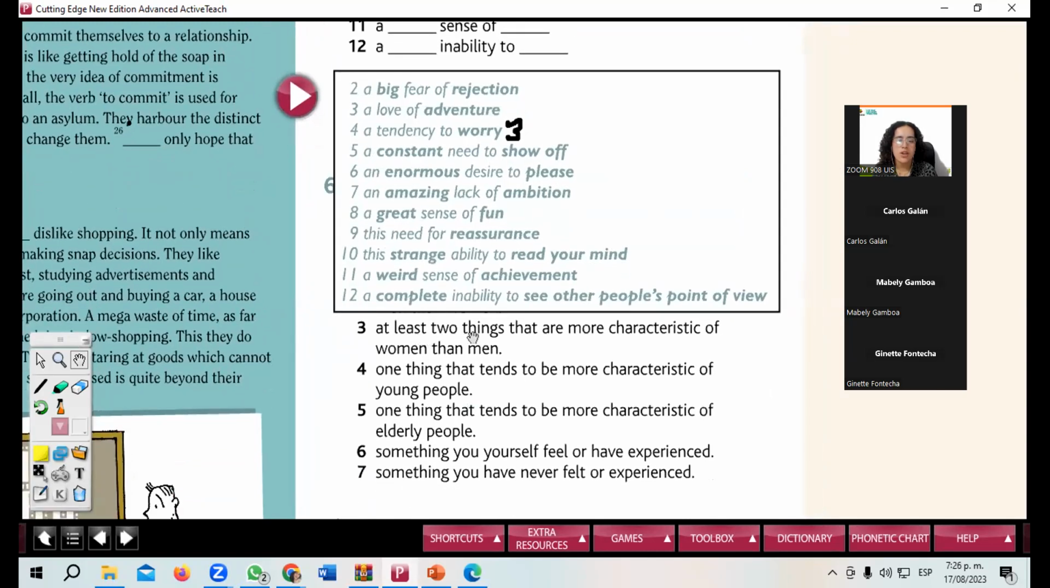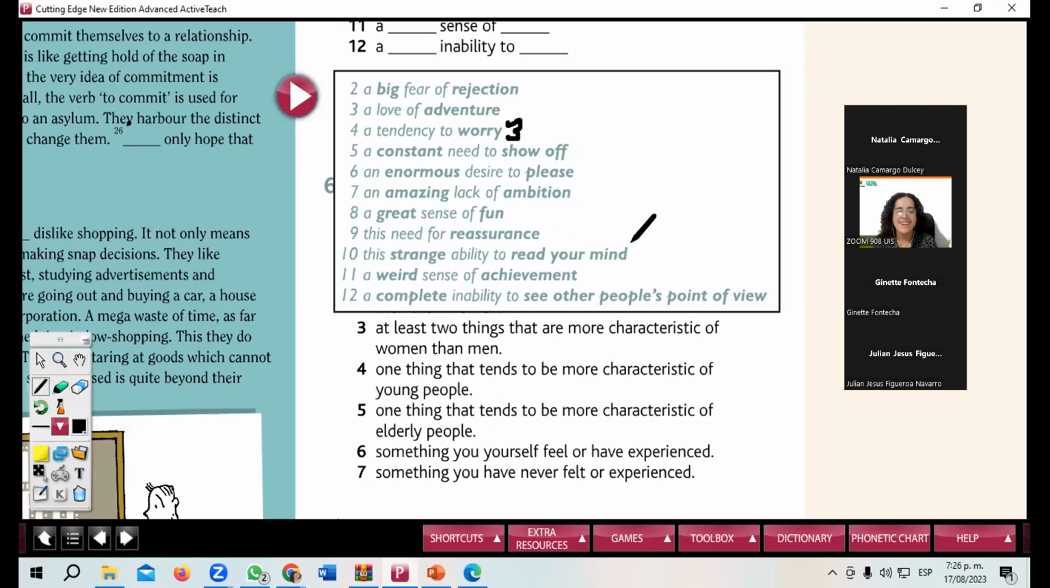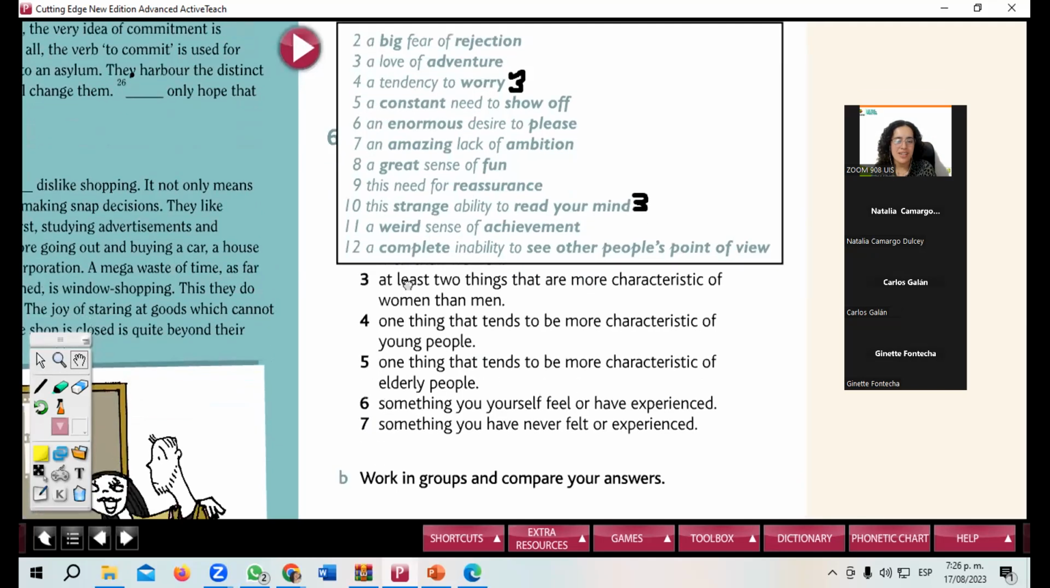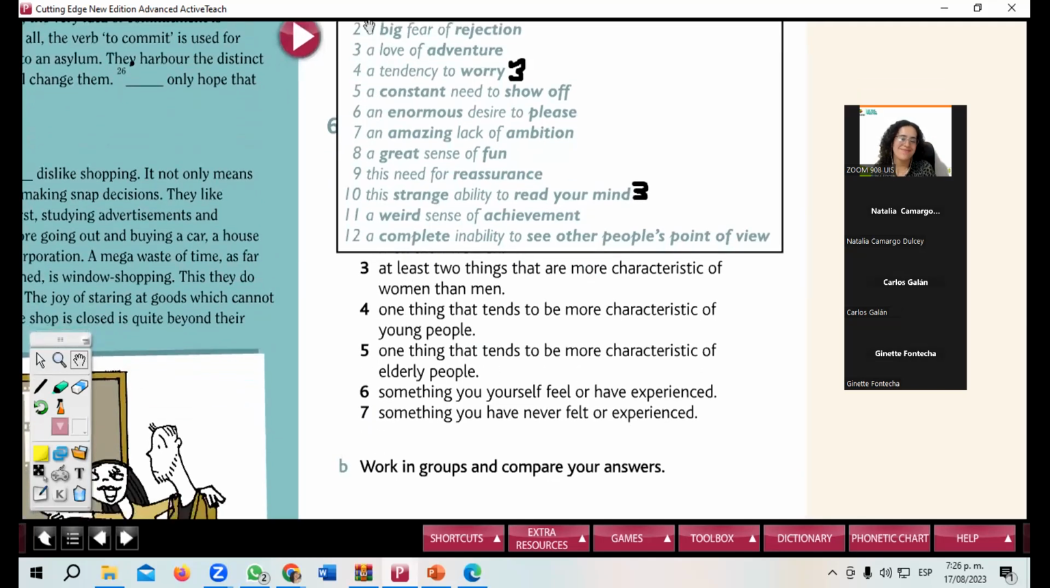Other thing that is more characteristic of women than of men. Okay, Natalia? Teacher, a strange ability to read your mind. Yes, it can be. Women can, the sixth sense, we call it, right? El sexto sentido. It can be. All right, thank you, Natalia.